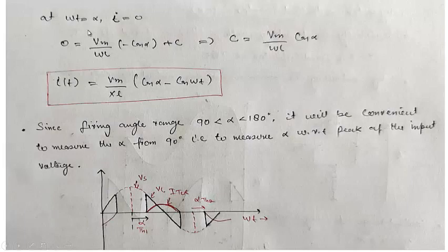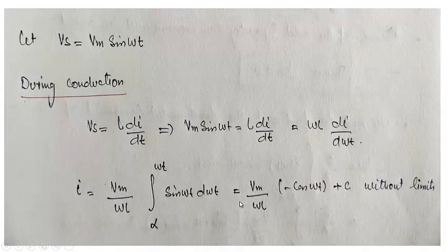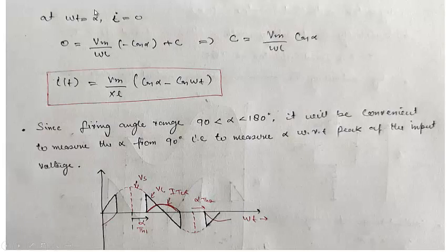At omega t equal to alpha, you can see from here, I is equal to 0. When this is equal to 0, that means Vm by omega L times minus cos of alpha, at omega t equal to alpha, plus C is 0. C is equal to Vm by omega L cos of alpha. So putting the value of C, i of t is equal to Vm by XL, where XL is equal to omega L, times cos of alpha minus cos of omega t. This is the expression of the current from this point to this point.